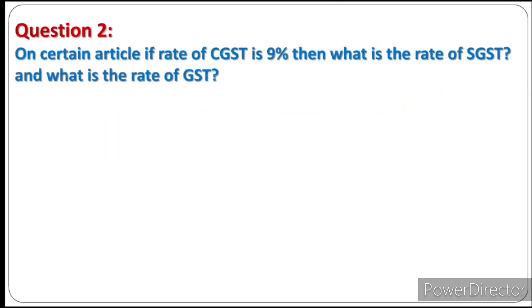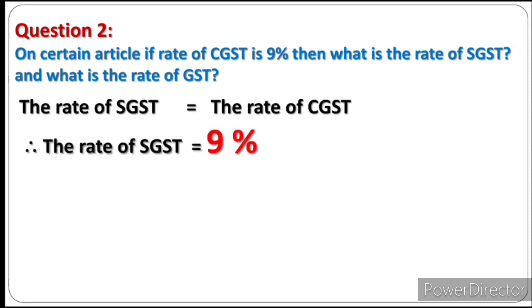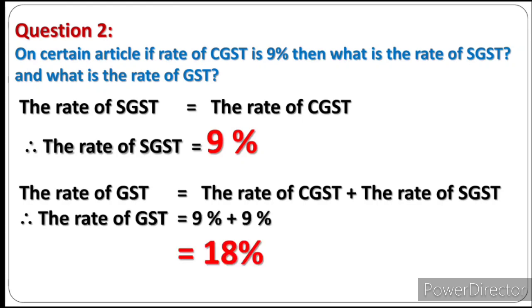Coming to the next question, question number 2 from practice set 4.1. On a certain article, if the rate of CGST is 9%, what is the rate of SGST and what will be the rate of GST? So the GST rate will be double of 9% and SGST will remain the same. Double of 9% is 18%. The rates of SGST and CGST are equal to each other. For that reason, the rate of SGST is 9%. The rate of GST is equal to the rate of CGST plus SGST, that is 9 plus 9, 18%.